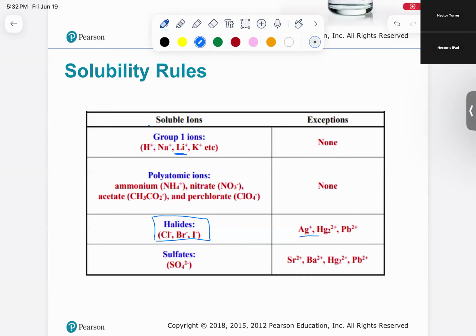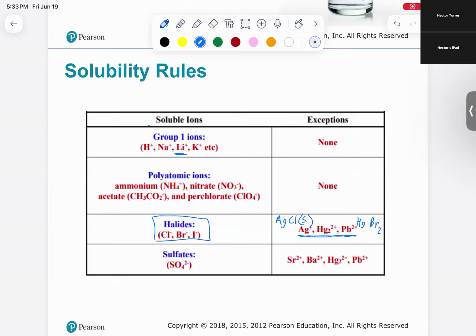However, when you bind it to any of these three, all of a sudden it becomes insoluble. So if I put AgCl, instead of that usual Aq that we have, now it's a solid. Another example, AgBr.